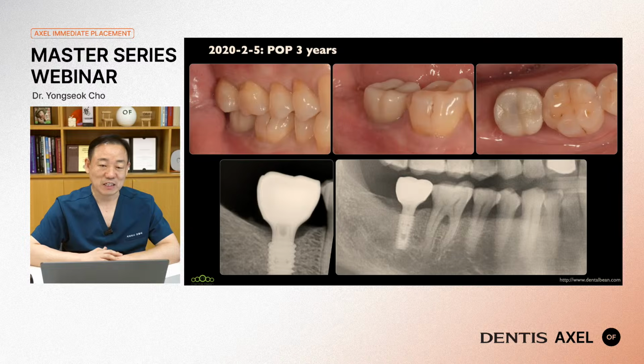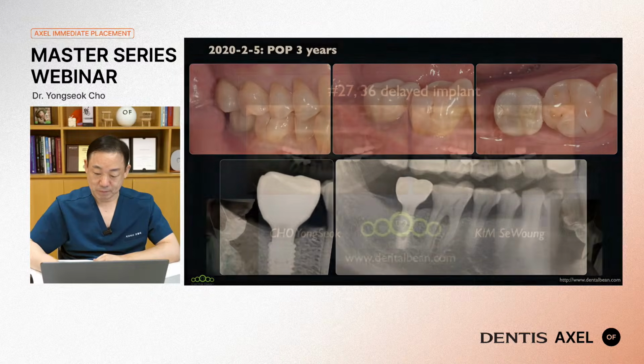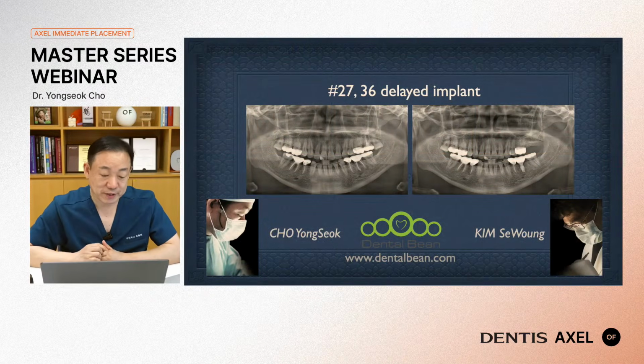Look at the bone, the marginal bone level. It is dense enough and stabilized. Okay, and I like such a concave and gradually enlarging emergence profile. One more case here.